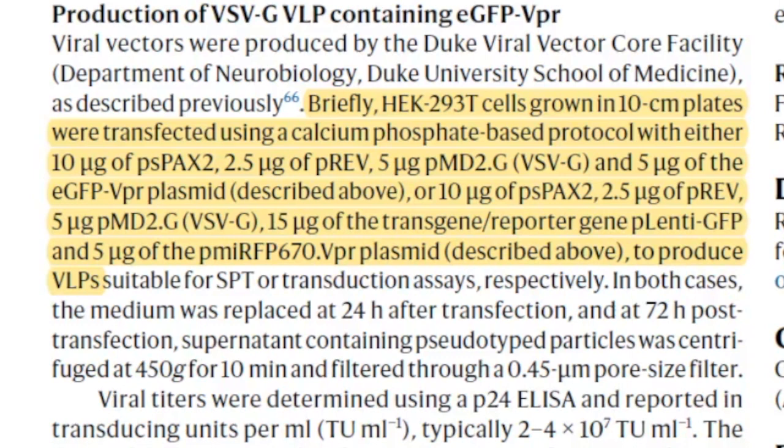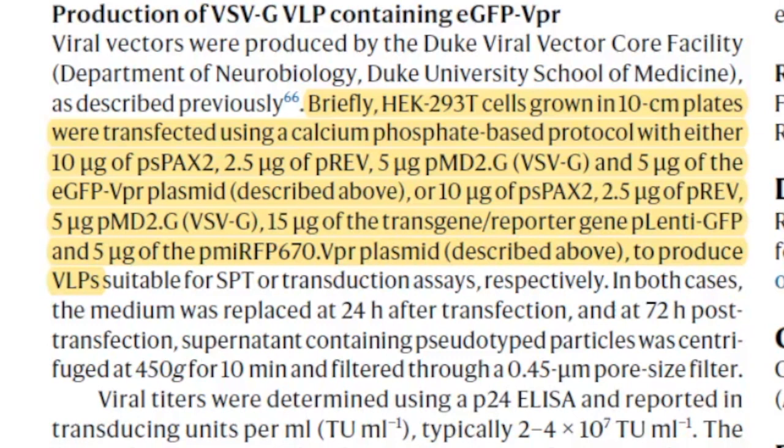So it says HEK293T cells grown blah, blah, blah were transfected using a calcium phosphate-based protocol with either, and then it lists a whole bunch of things. So that means that they had cells in a cell culture. That's the HEK293T, and in a minute I'll tell you what those are. And they grew them in a cell culture, and then they added calcium phosphate, which must do something to the cells so that they would take up genetic material.